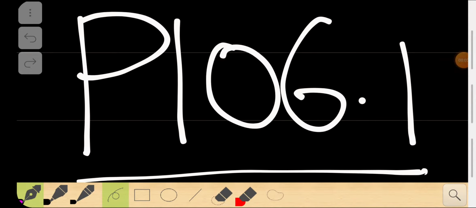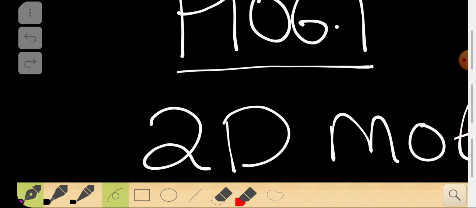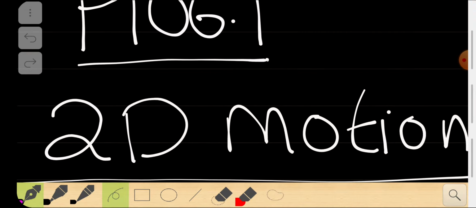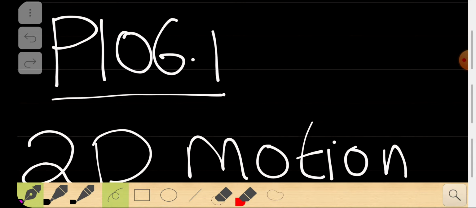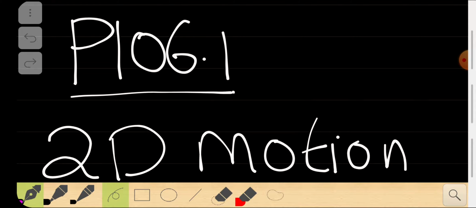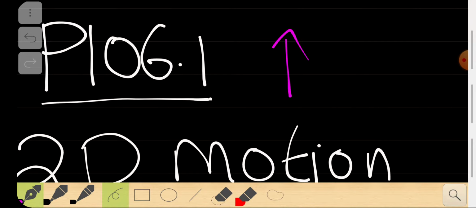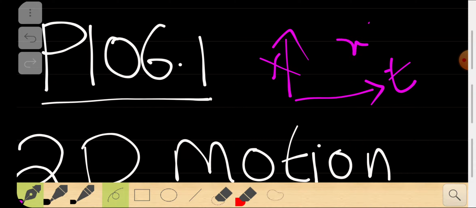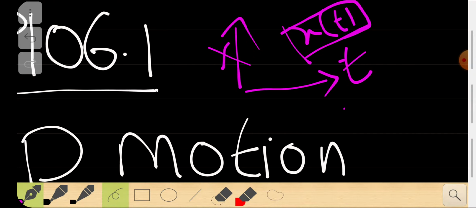This lecture is called P106.1. In this lecture, we are going to look at one-dimensional motion, two-dimensional motion, and projectile motion. Earlier, we had a coordinate system where x was one axis and time was another axis. We represented the variation in the position x as a function of time, and we looked at different problems where one dimension was varying. That's the problem that we did.